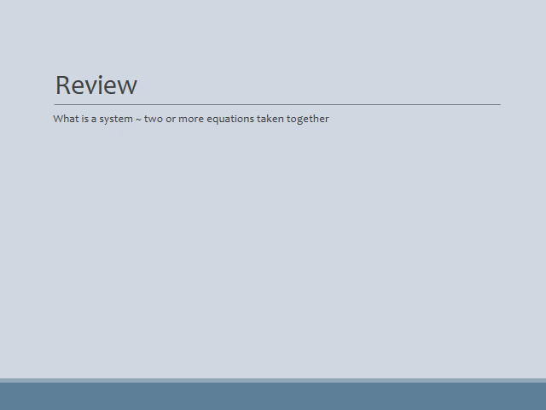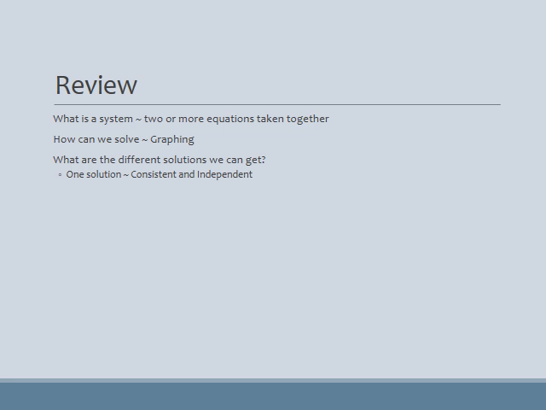Okay, so let's review real quickly. A system is two or more equations that are taken together. Okay, and we've only learned to solve them by graphing at this point. And remember that when we graph them, we can get three different kinds of solutions. We can get one solution where it's consistent and independent. That's where the lines on the graph will intersect.